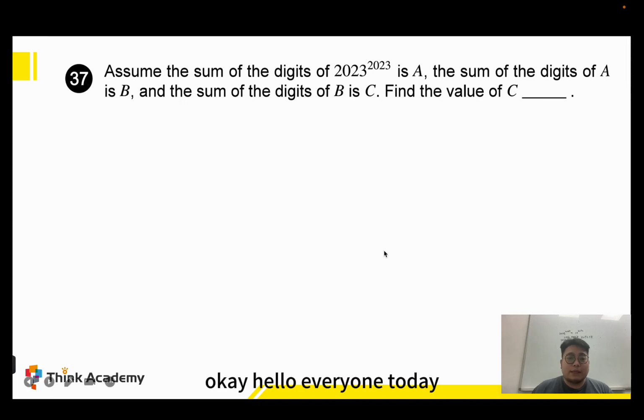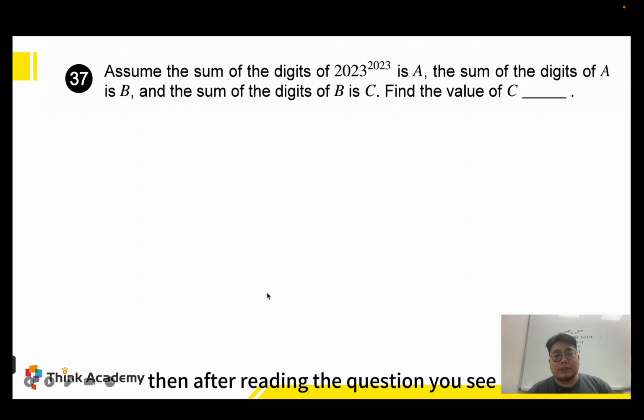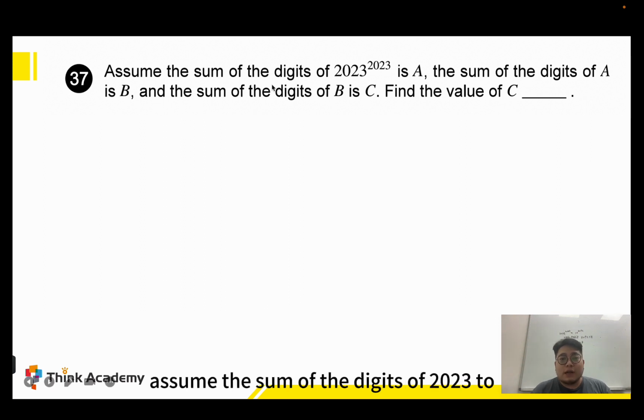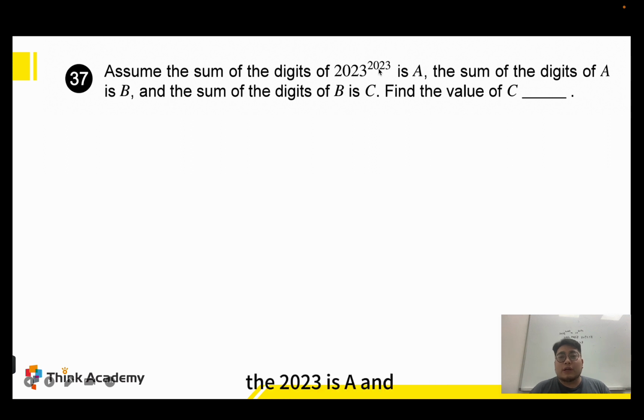Okay, hello everyone. Today let's look at our question 37. After reading the question, you see: assume the sum of the digits of 2023^2023 is A, and the sum of the digits of A is B, and the sum of the digits of B is C. And we need to find out the value of C.